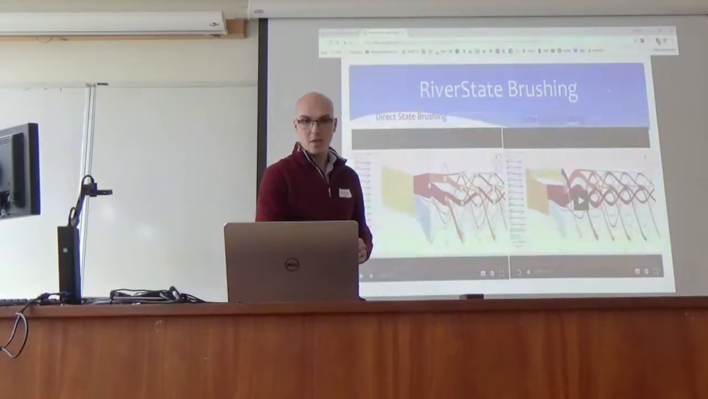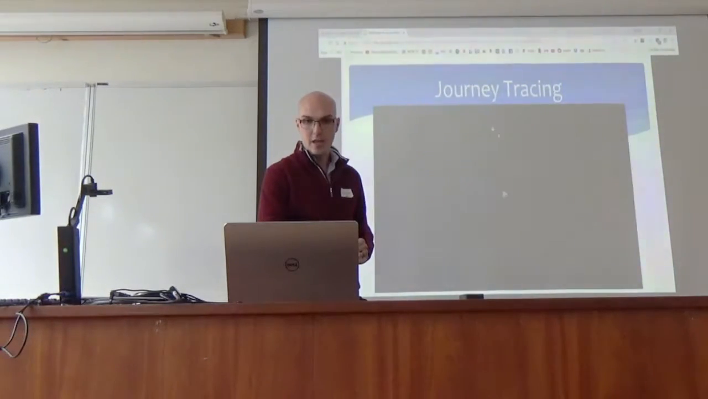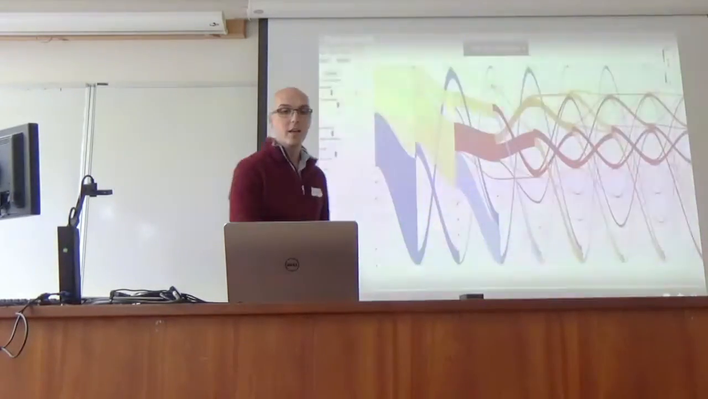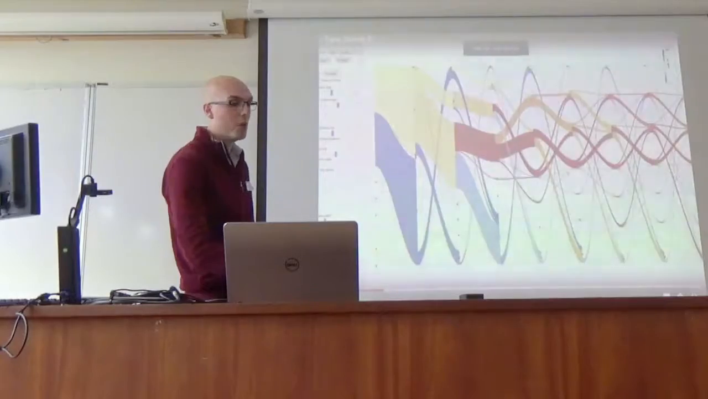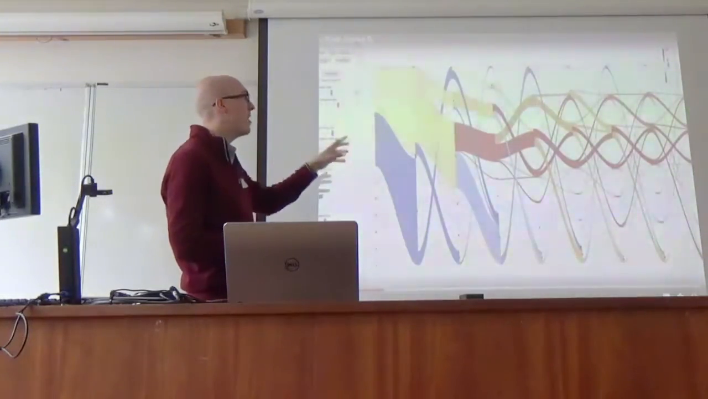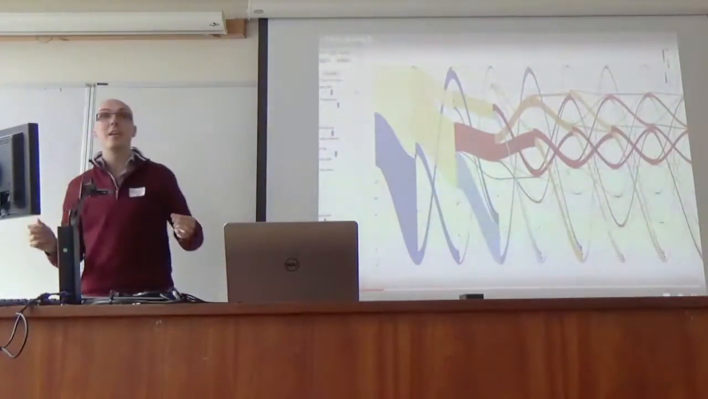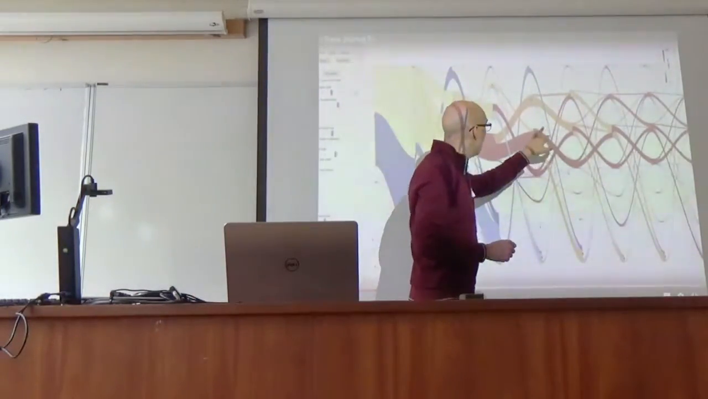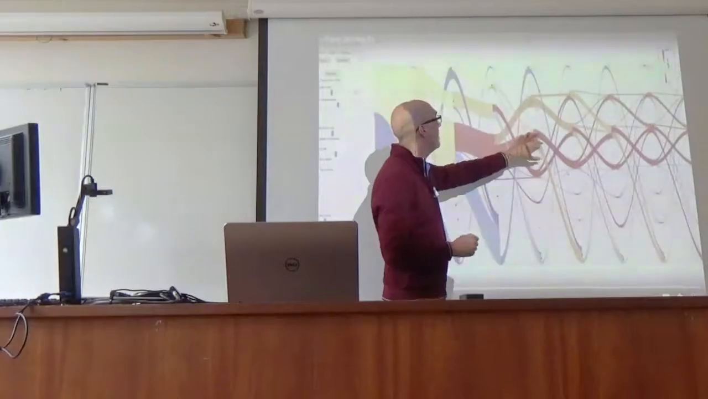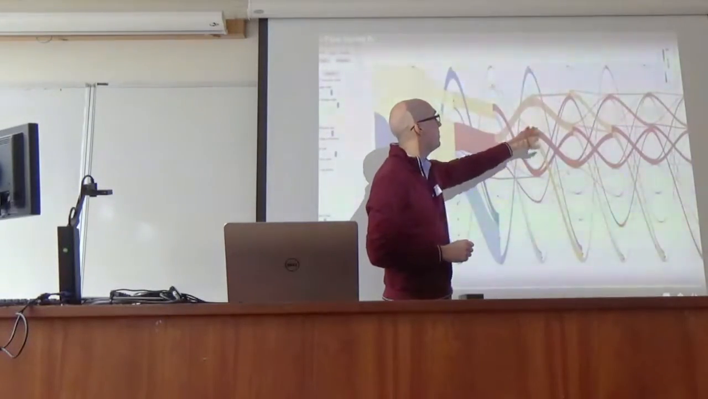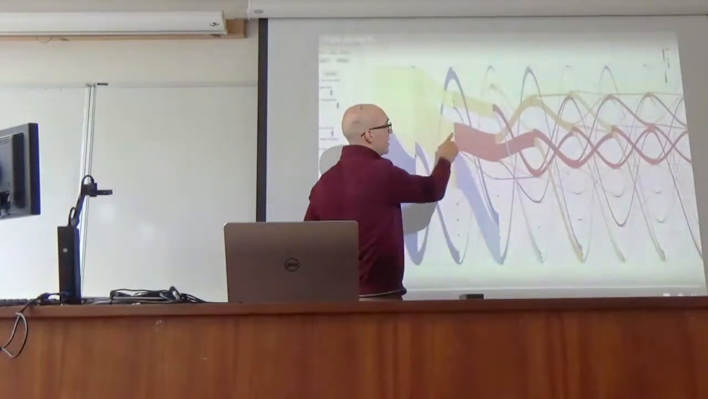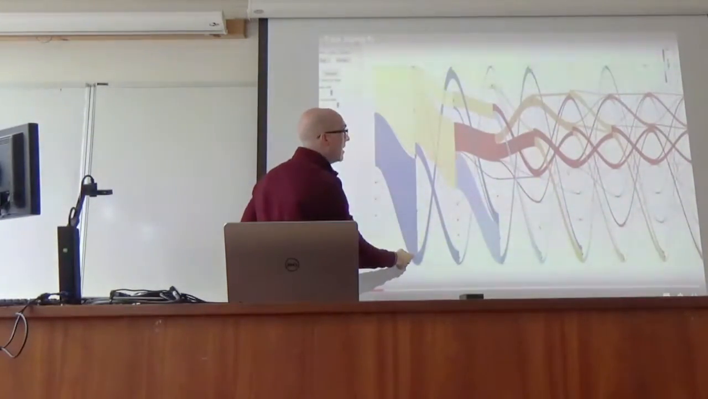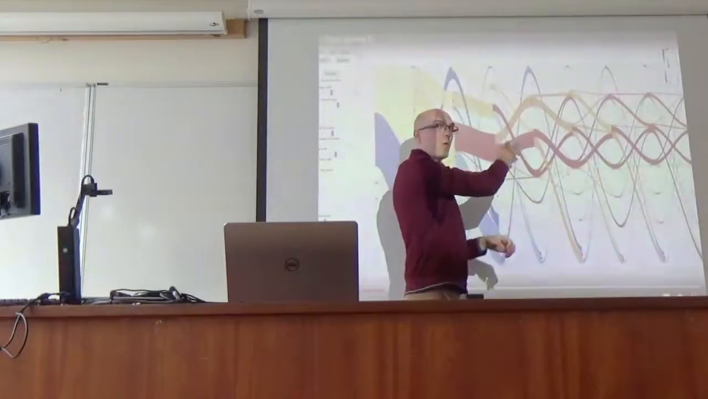So that's the brushing. The next one is the journey tracing. One of the problems with this method and the Sankey diagram in general is that, say you select this point here, you don't really know where all these calls have come from, where everyone who got to this point came from. You can say, well, I can see a lot of them came from here, but it's really difficult to work out their path.